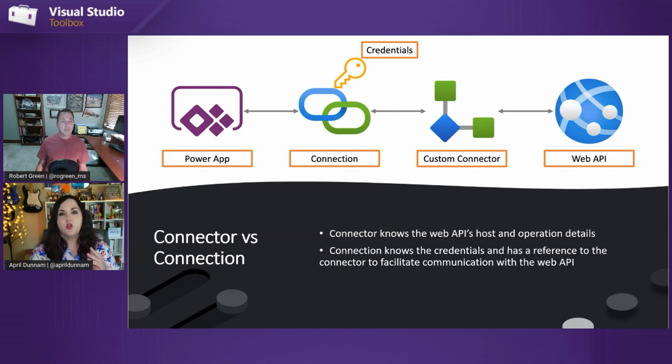So what's going on behind the scenes with the connector model, just to level set that, is you have the connector itself, which is really what knows your web API and the operations and the host details and all of that. But when a user goes to use your connector inside, say, a workflow in Power Automate or an application in Power Apps, they create a connection to your connector. That's what has the actual credentials and the reference information to the connector and facilitates that communication to your web API. Okay. Yep.